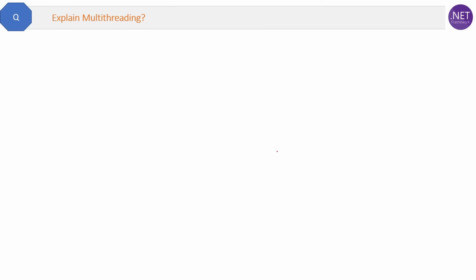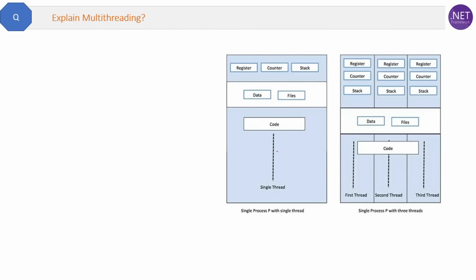Explain multithreading. Let me explain with the help of a diagram. We have two processes here. One is a single process P with a single thread and another is a single process P with three threads: first thread, second thread and third thread. This is the case of multithreading. The single process P has three threads and the threads are running simultaneously. You can see they are simultaneously accessing the code, the data, files, but they are running in three different stacks, counters and registers. Now I'm not going to explain this part here as it will be too deep. So this is the explanation of multithreading.